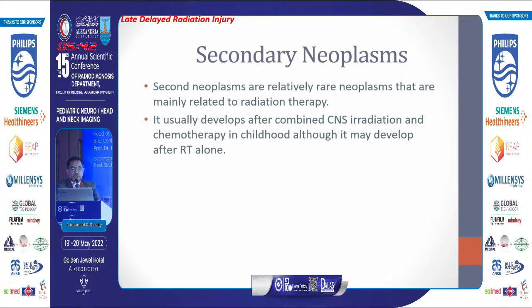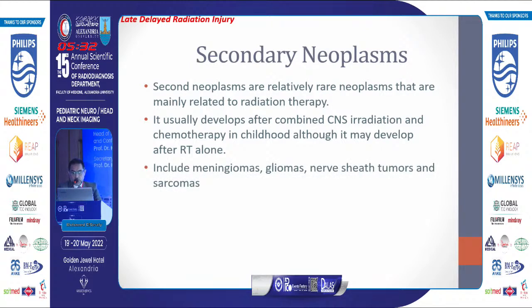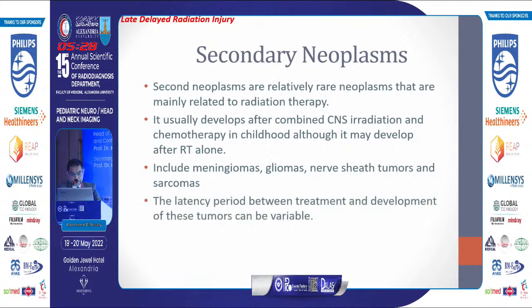Second neoplasms are relatively rare neoplasms mainly related to radiation. They usually develop after combined CNS radiation and chemotherapy. They include meningiomas, gliomas, nerve sheath tumors, and sarcomas. The latency period between the treatment and development of these tumors is very variable, usually not less than 1 year and up to 15 years after exposure to radiation.